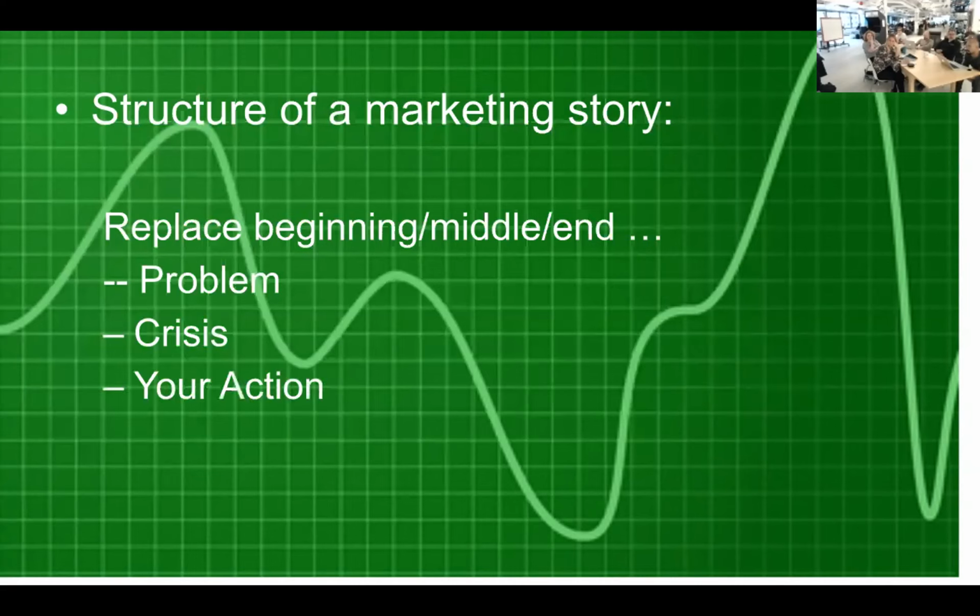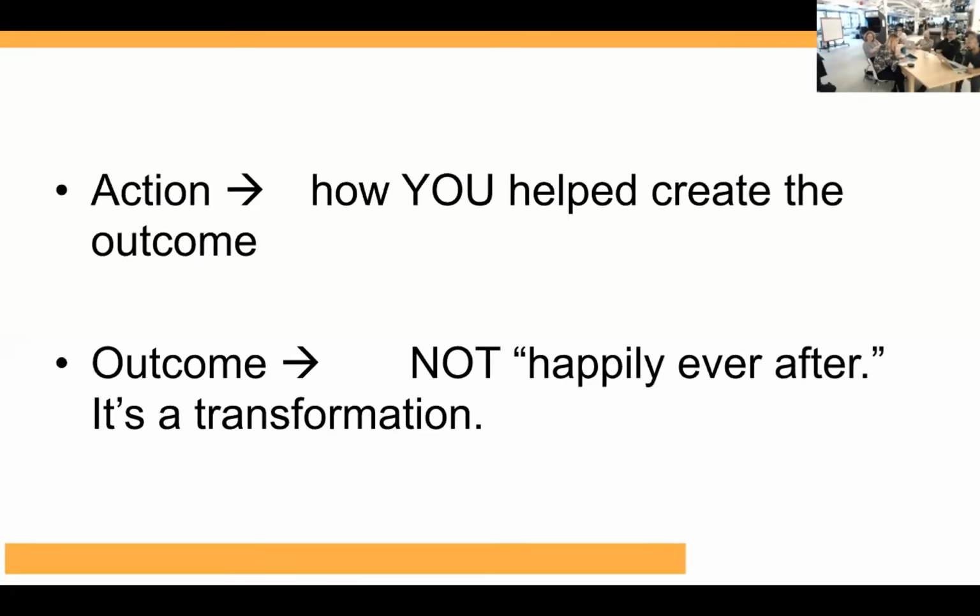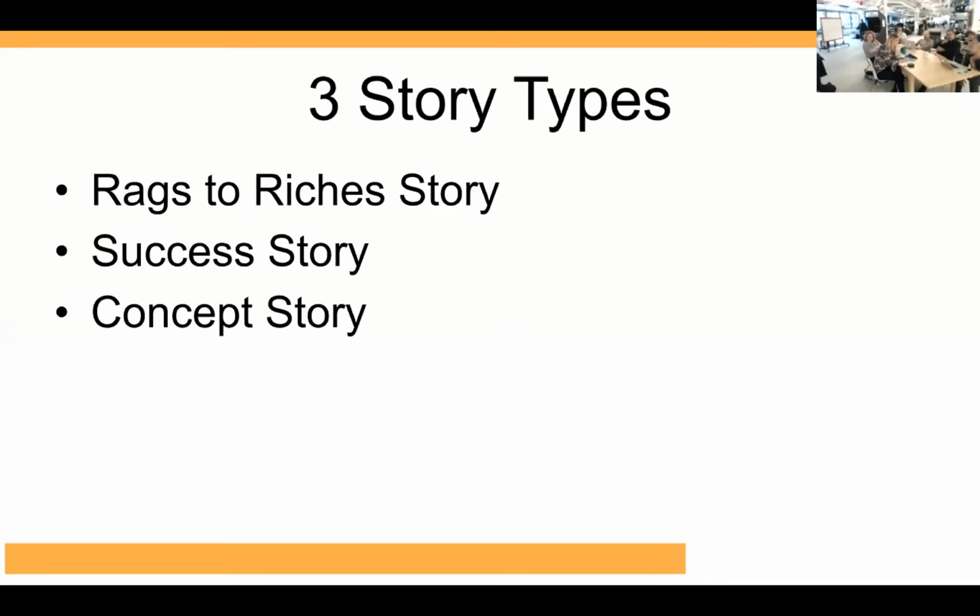And then there's usually a crisis going on. People rarely hire someone when things are going well. And then there's your action. And then there are outcomes, not a happily ever after ending, but outcomes. So the action really shows how you, the marketer, help create the outcome, and it's a transformation, but not magical. I have actually identified 7 types of stories. You can read about them in my book, other places or online, but I'm just going to talk about 3 of them that you can use in marketing.